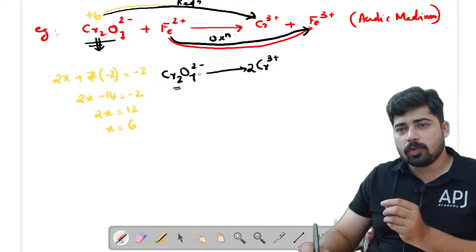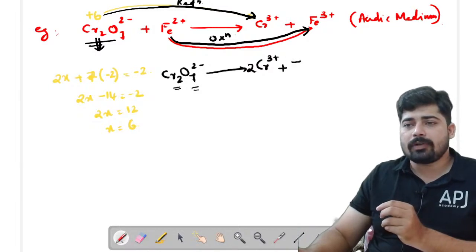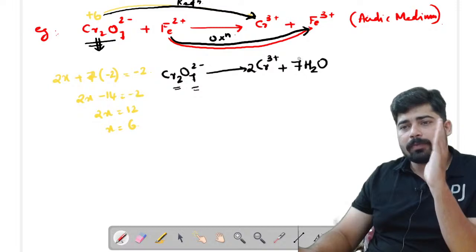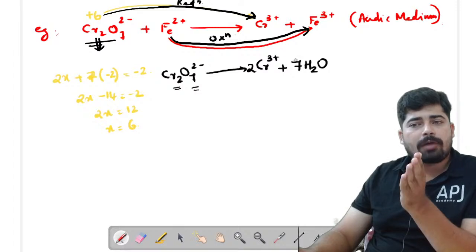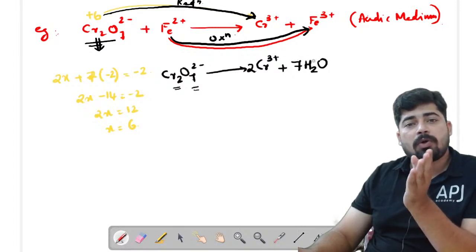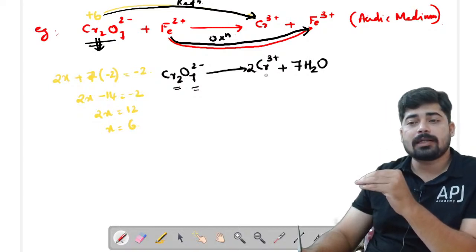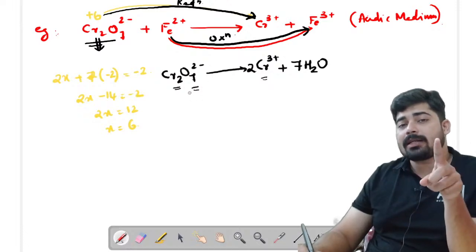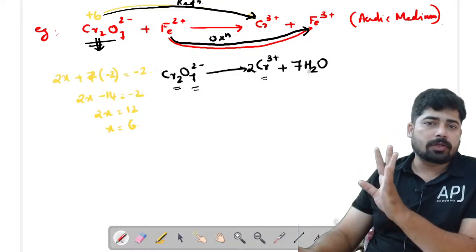Next we have to look at oxygen. Here there are 7 oxygen atoms and on the other side there is none. What we have learned is that while balancing oxygen, you have to do it with water molecules, by adding water molecules on the side where there are the least number of oxygen atoms. So in the RHS there are no oxygen atoms, but in the LHS there are 7. If 7 oxygen atoms are present, then you have to use 7 water molecules to balance it. Now I got 7 water molecules here.